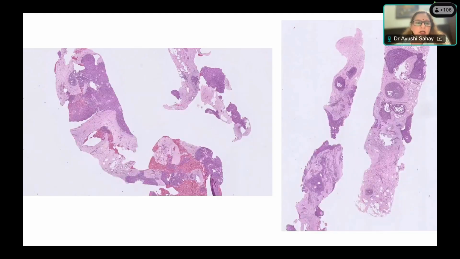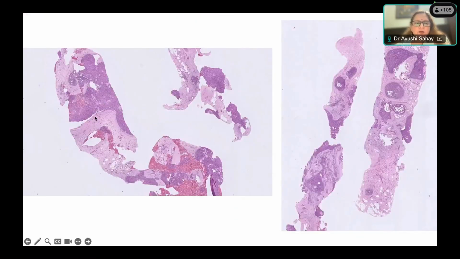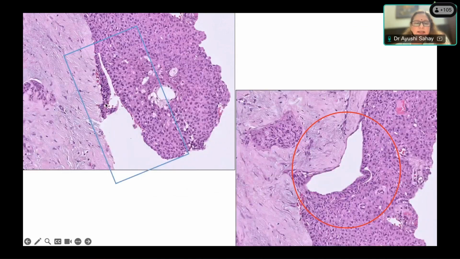So in this, I would just like to show another case in which you can see at the low power, the cores are showing very, very solid areas. On looking at these cores, you will not think of a papillary neoplasm at all, right? But when you go to higher power, you can see tall columnar cells lining these clefts. You can see these clefts here.